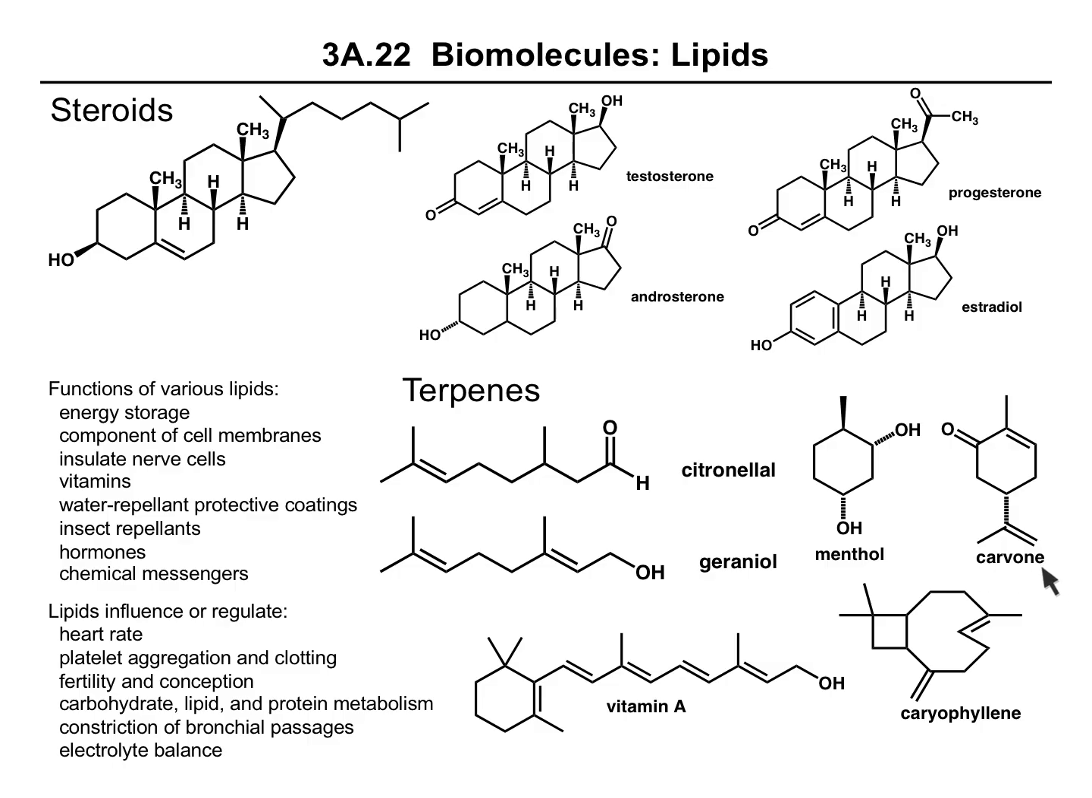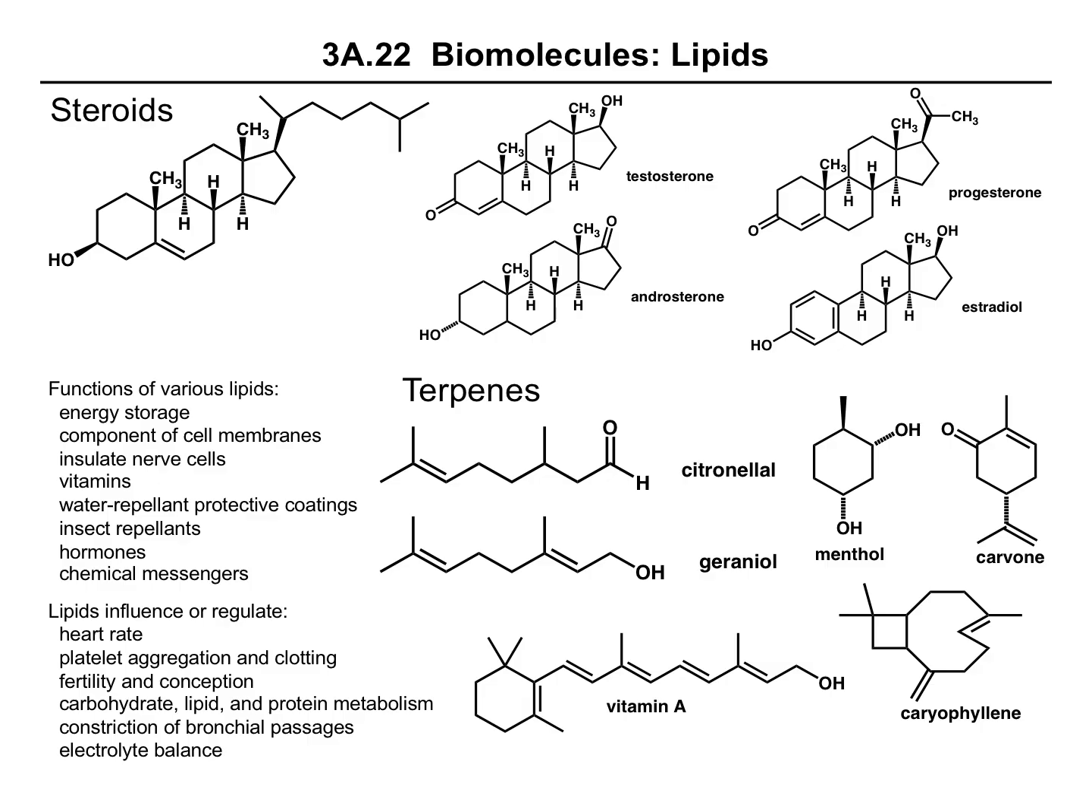Here we have carvone. We have a ketone, an alkene, and another alkene. This is responsible for the odor of spearmint as well as caraway seed. So really different. This is vitamin A, what we need to help our vision. And then this is caryophyllene. I like to think of this as a little Pac-Man molecule. This can be isolated from the essential oils of cloves and many other spices.